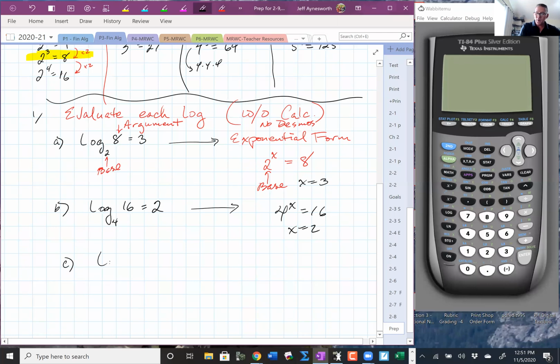Let's try a few more just to get it down. Log base 5 of 125. Now we're base 5. Log base 5 of 125. What should that be equal to? David, can you help me out with this one?